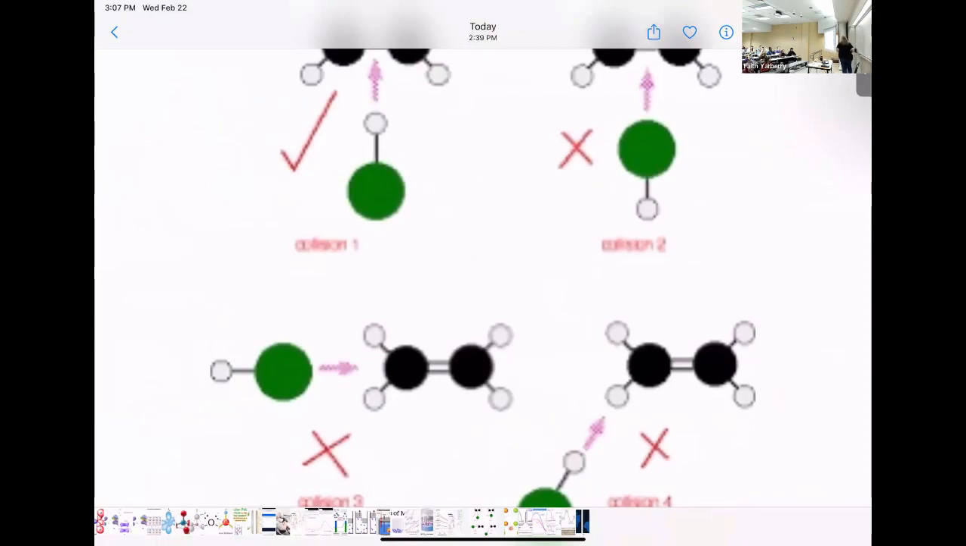So collision theory. We've already actually introduced this concept, but I don't know if I've termed it collision theory. Collision theory basically says that the molecules must collide with the correct orientation for a reaction to occur.